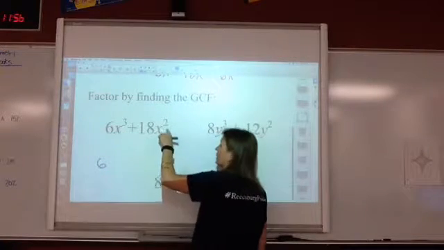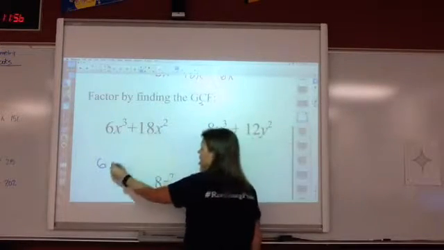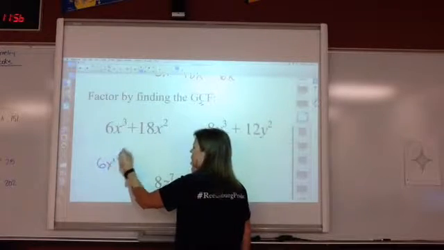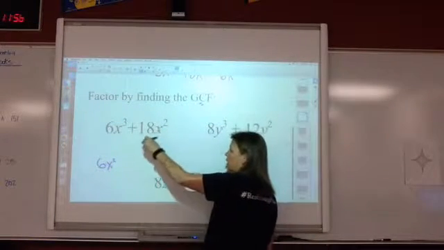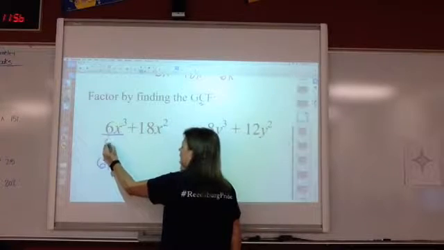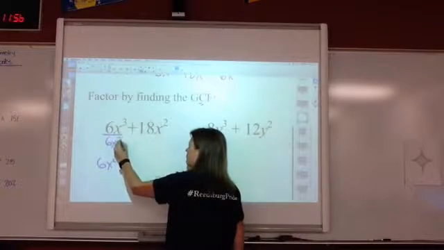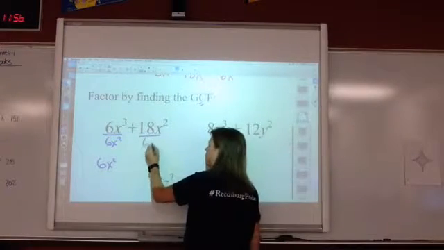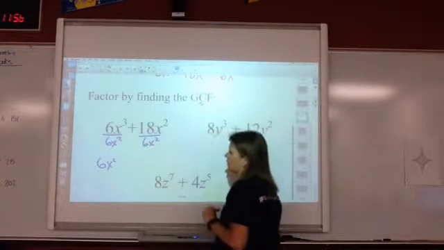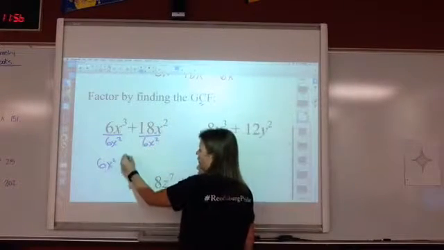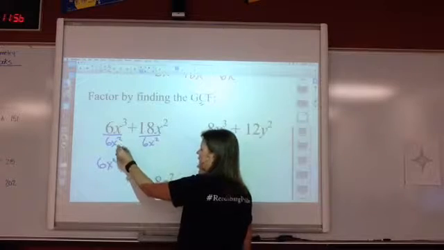How many x's do they have in common? Because it's a common factor, x squared. This one has 3, this one has 2. They all have at least 2. Divide by the greatest common factor on both terms. Greatest common factor goes first, parentheses next.